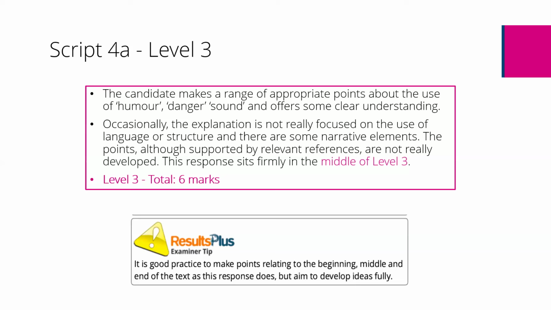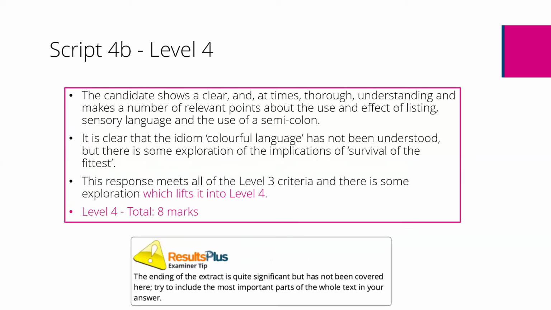So, 4B, well done, all of you. That's 4B is indeed level 4. Here the candidate shows a clear and at times thorough understanding, looking at those keywords, of course, in the mark scheme, and makes a number of relevant points about the use and effect of listing, sensory language, and the use of a semicolon. It is clear that the idiom colourful language has not been understood, but there is some exploration of the implications of survival of the fittest.